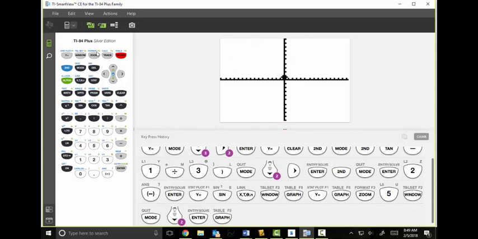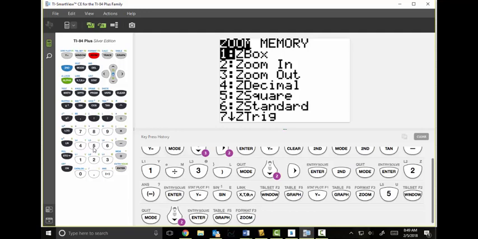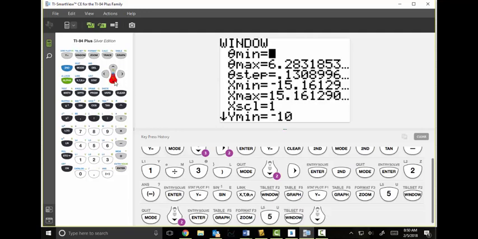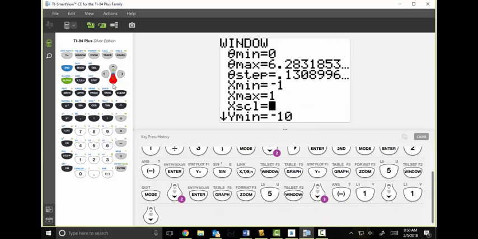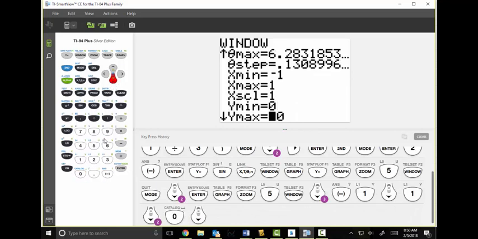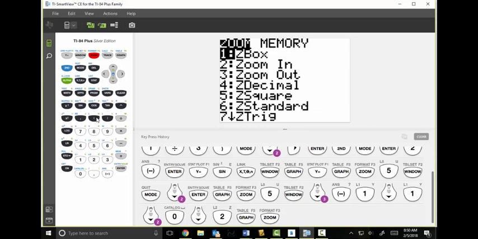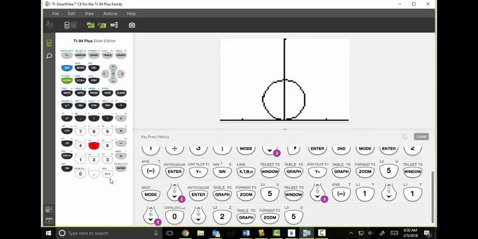So let's tweak our window a little bit. Let's go zoom, see if we can get to zoom square. Well, bam, it's terrible, so I got to manually do it. X min, let's go negative 1 to 1. Right? And let's go y min, let's go 0 to 2, just because, so we can see it. Graph. There it is. It doesn't look like a circle, it looks like an ellipse. So if you remember, you can go zoom square, which is 5. Oh, isn't that pretty?